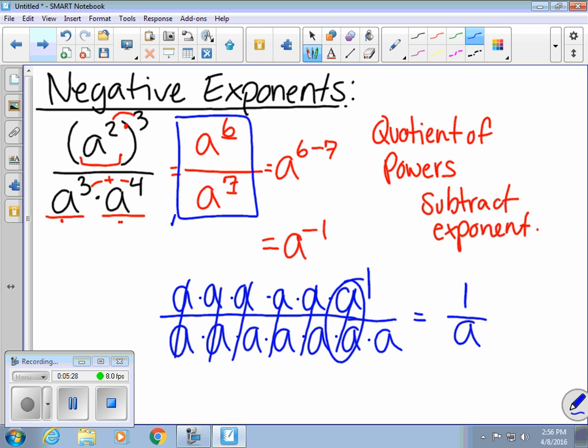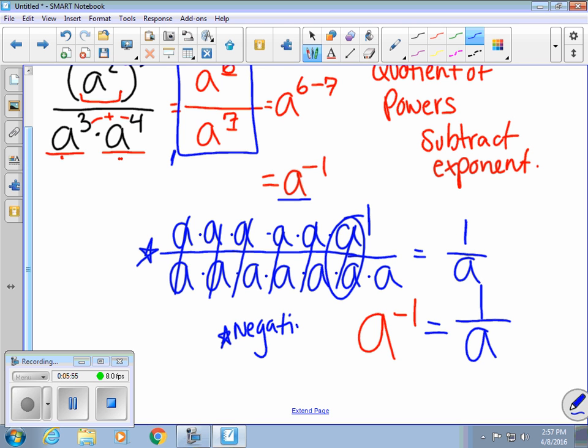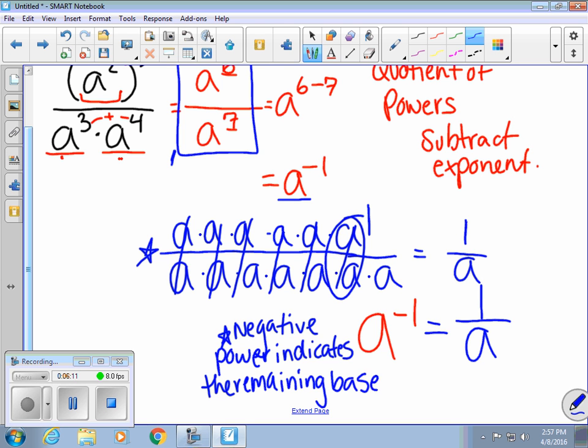Now again, if what I have in the blue box is the same as what I have right here, and what I have in the blue box turned into A to the negative 1 power, it would stand to reason that A to the negative 1 represents the same thing as 1 over A. Okay, and so the negative power indicates the remaining base is in the bottom. That's what that is telling you there.